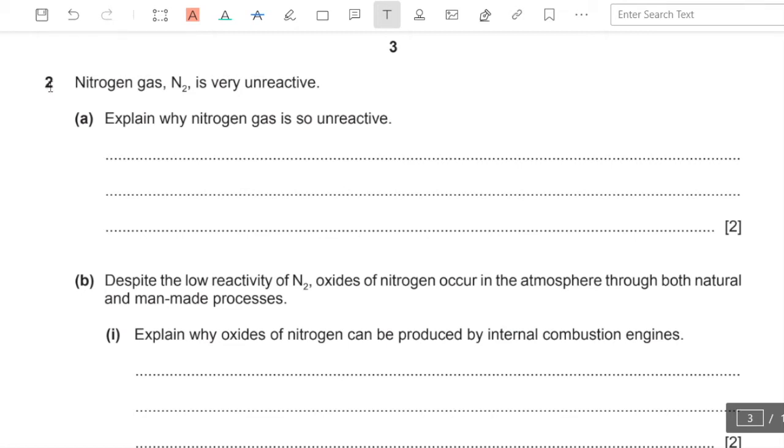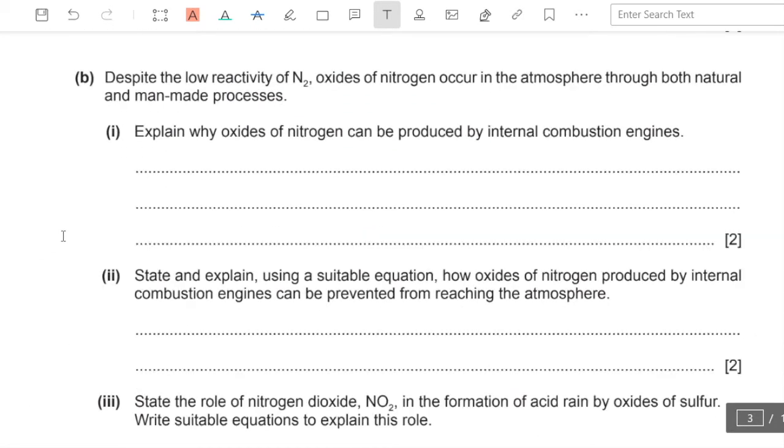And the other reason is that it does not have a dipole either, because in reactions usually the dipoles are what cause the reactants to form products. Since nitrogen doesn't have any dipole, that also plays a role in making it unreactive.